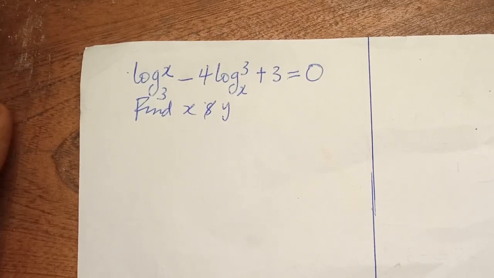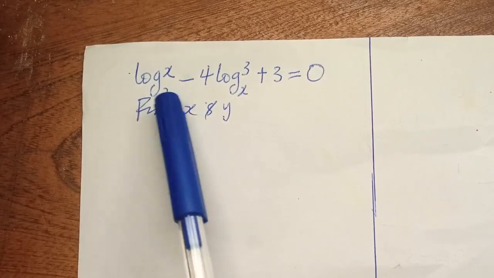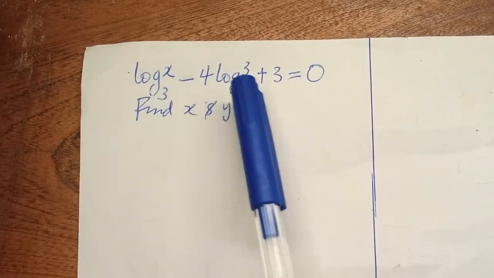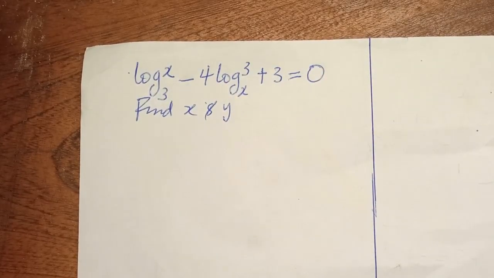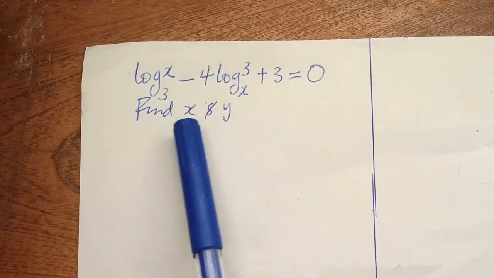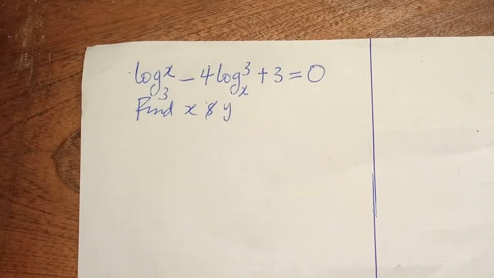Now we have been given this expression, which is log of 3 of x minus 4 log of x to 3 plus 3 is equal to 0. And they're asking us to find x and y in this log expression.